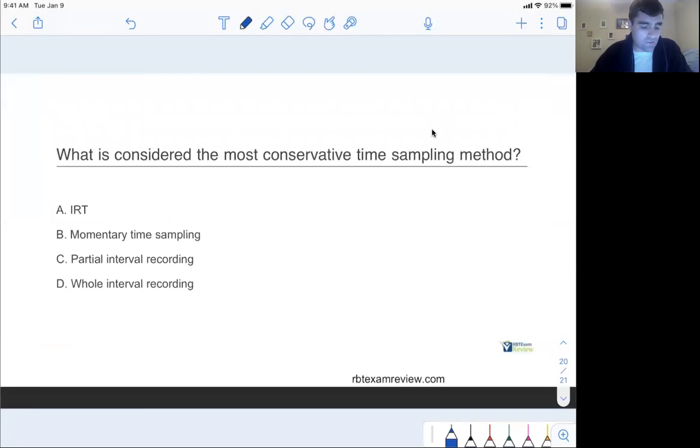Okay, what is considered the most conservative time sampling method? So we need to know what time sampling is. It's discontinuous measurement. It's our momentary, our partial, our whole. Therefore, what can we eliminate? We can eliminate IRT immediately. But what is the most conservative time sampling method? What are they asking here? They're asking what is going to record the least instances of behavior. If I implement this method, what's going to give me the least amount of responses?